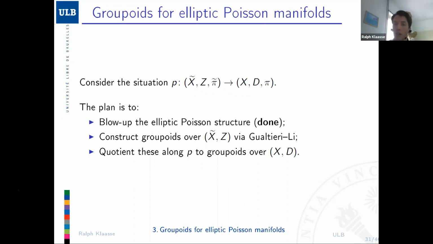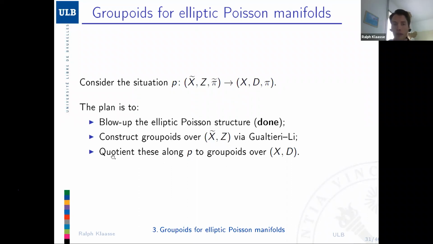So what we're going to do is go to the blow-up, use the Gualtieri-Li result, not exactly the theorem, but their constructions, and then obtain some groupoids over X tilde, and then hopefully get rid of this blow-up procedure again by taking the quotient along P. And then you get groupoids over X. So this blow-up thing that we've done, I've described how to do that. So now let's turn to the second and third one. And in fact, I'll talk now about the third thing.